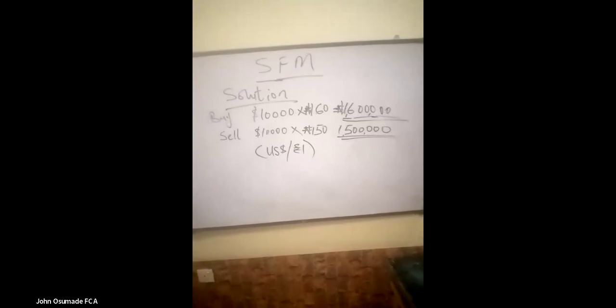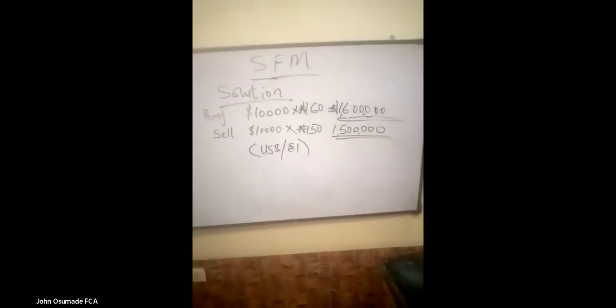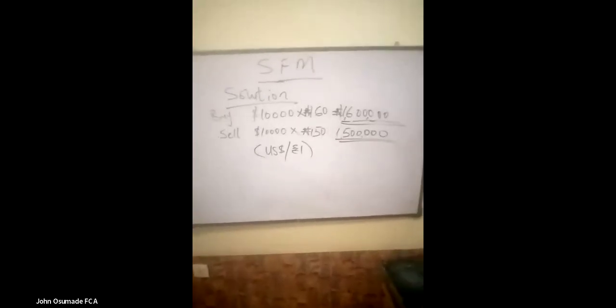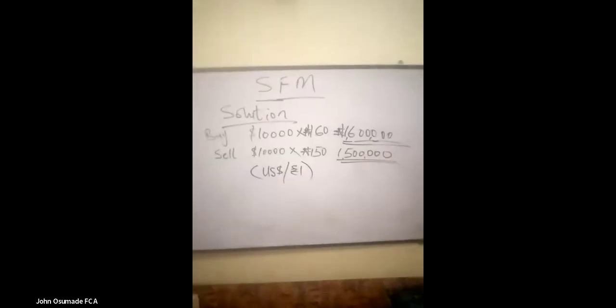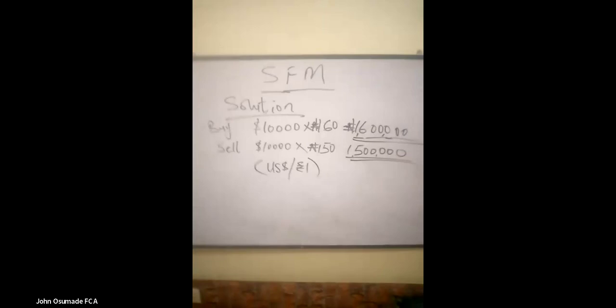What it means is that the company will be losing at the end of the day. And the loss will be 1.6 million minus 1.5. Like you guys said, it is 100,000 Naira. So the company will be losing 100,000 Naira.